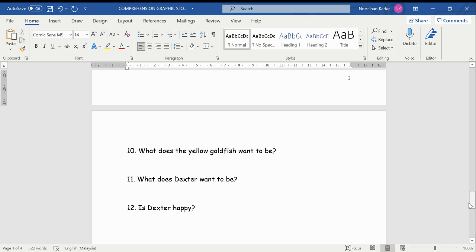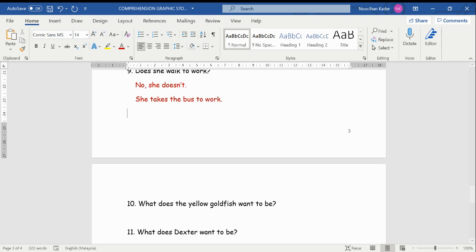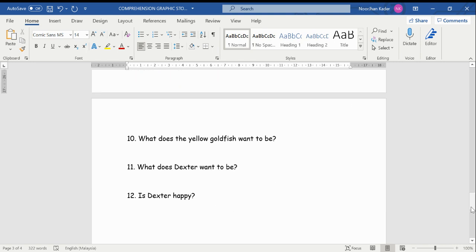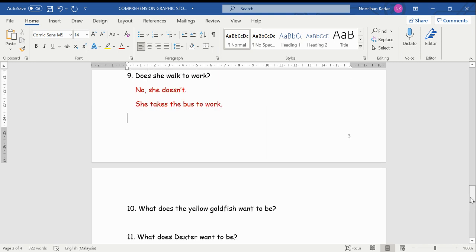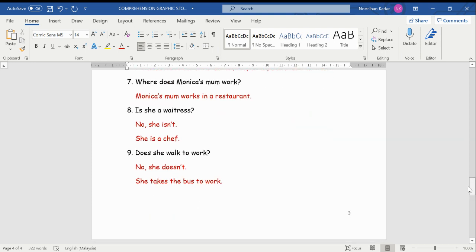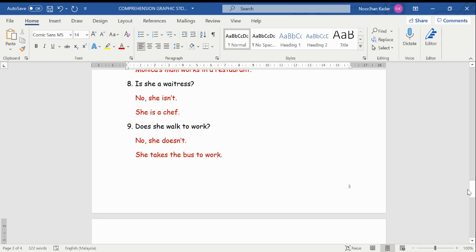Okay, let's answer the last three questions. Number 10. What does the yellow goldfish want to be? Oh, no, I'm sorry. Actually, number 10 is still in frame 3. I thought there were only 3 questions, but there are 4 questions for frame 3. So there are 4 questions for frame 3: is she a waitress? Does she walk to work?